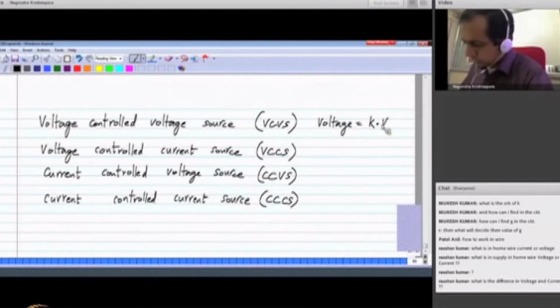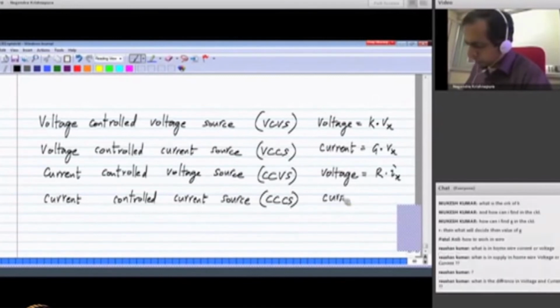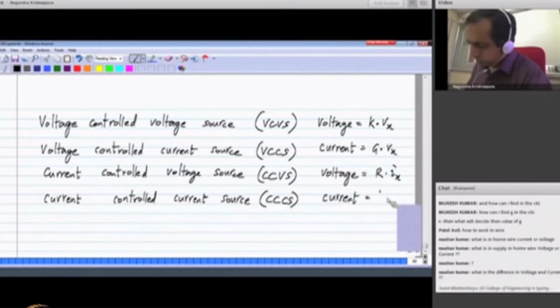A voltage controlled voltage source gives a voltage equals K times Vx, where Vx is some voltage in the circuit, and voltage controlled current source forces a current G times Vx, where Vx is some voltage in the circuit. Current controlled voltage source provides a voltage across its terminals, which is some R times Ix, where Ix is some current in the circuit. Similarly, current controlled current source forces a current through it, which is K times Ix.